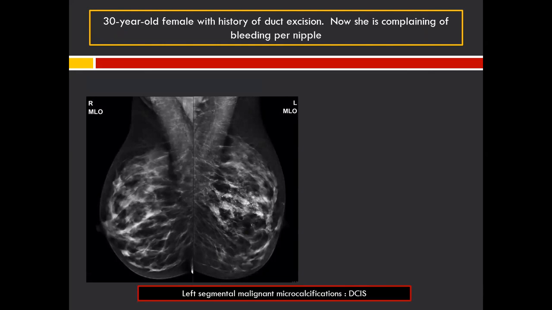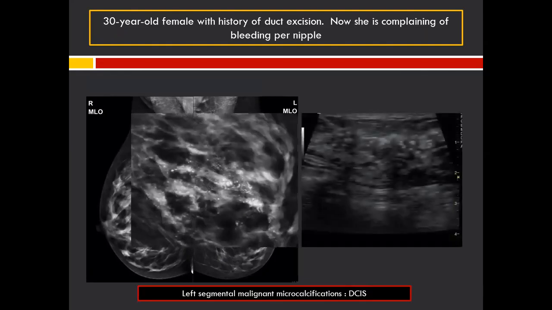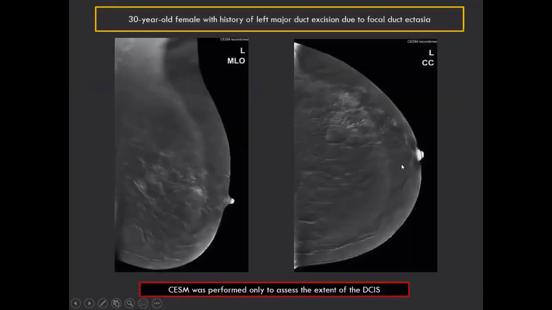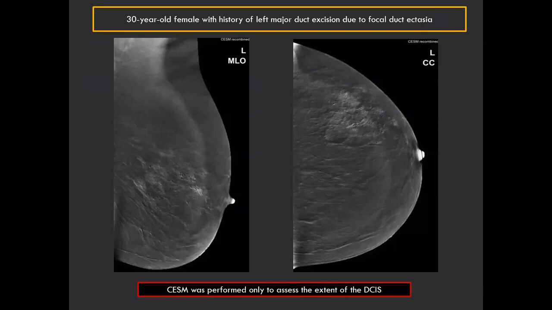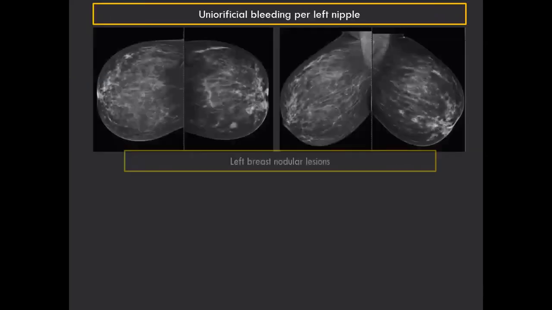This is a 30-year-old female with history of ductal excision. Now she is complaining of bleeding per nipple from the same side on the left side. Looking at her mammogram, she had segmental microcalcifications, which were also apparent on the ultrasound examination. A contrast mammogram was performed in this case, although by biopsy it turned out to be a DCIS, but again, contrast mammography is indicated to tell the surgeon the true extension of the lesion. And she underwent a conservative surgery of the left breast.